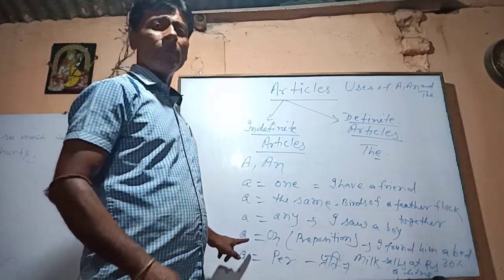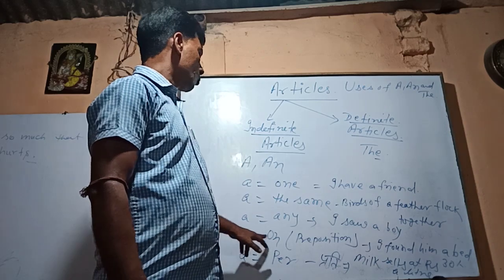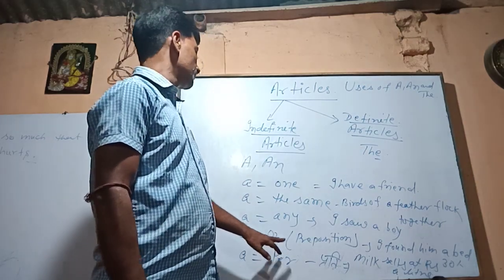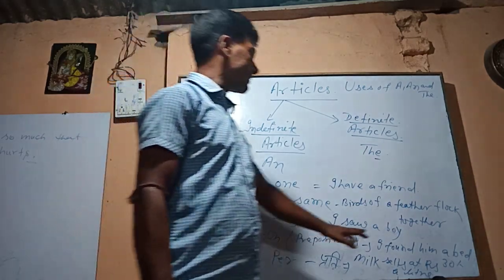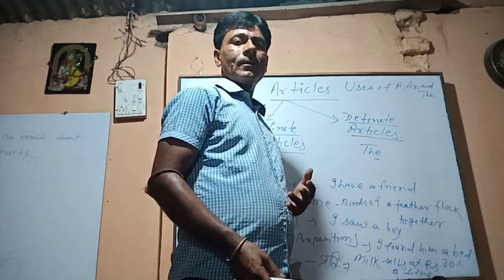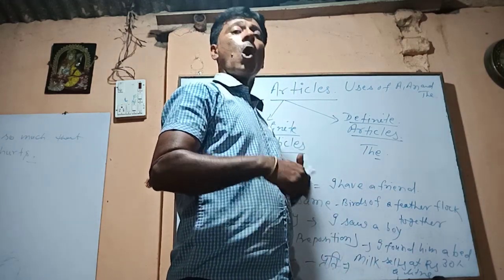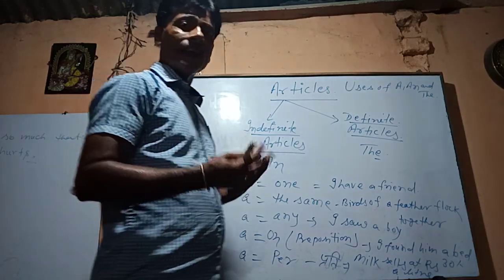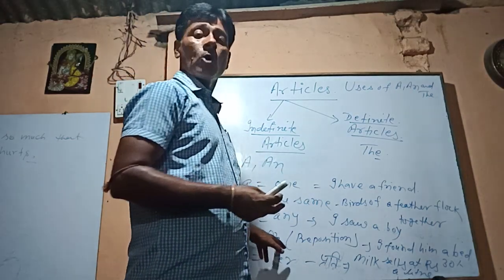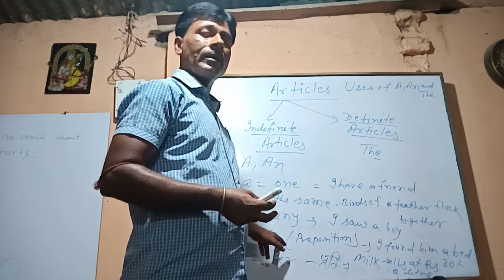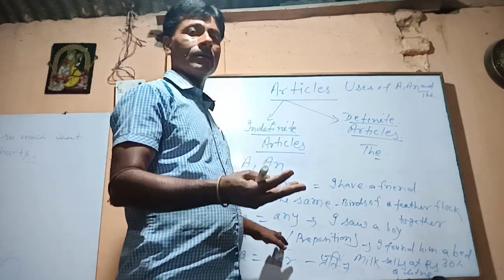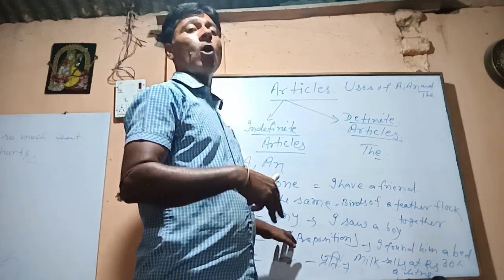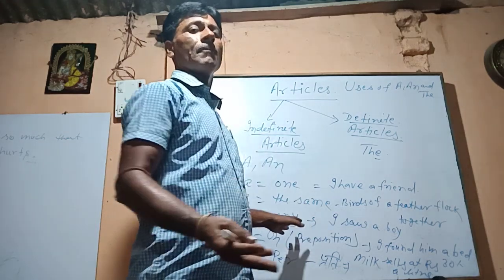Again, we have a different meaning of A, which is used as a preposition. For example, I can say I found him a bed. That means I found him on bed. Here A stands for on. I can say another example for this. A means on. He has gone a hunting. A hunting means he has gone on hunting. वह शिकार पर गया है.